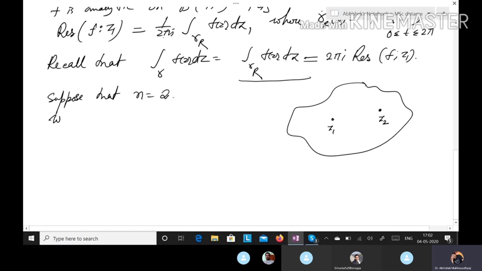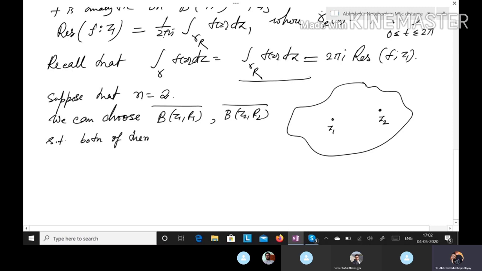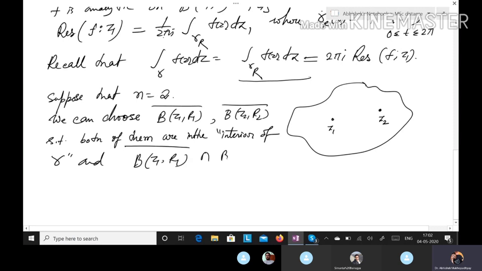So we can choose B(z1, r1) bar and B(z2, r2) bar such that both of them are in the interior of gamma and having the property that they are disjoint. They are disjoint.